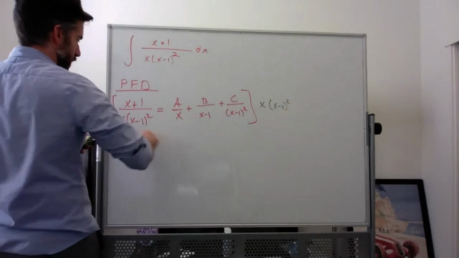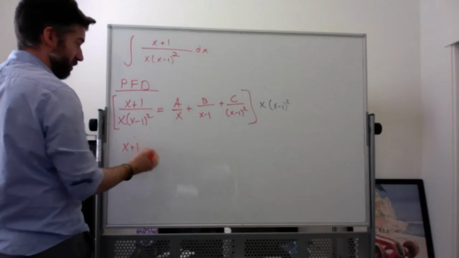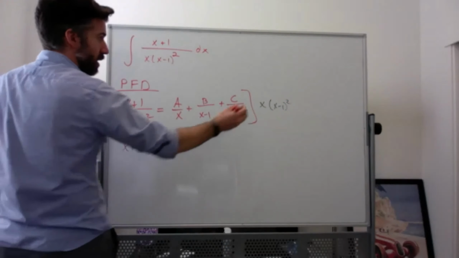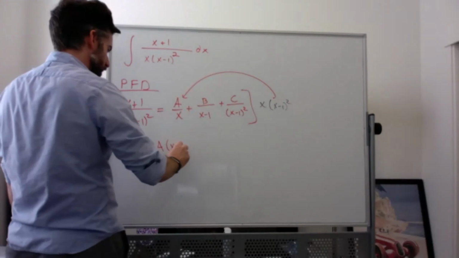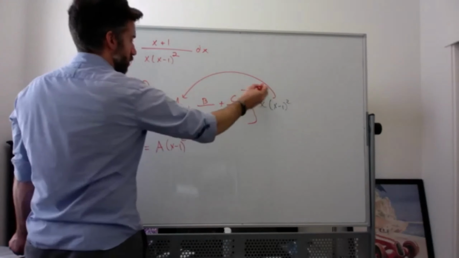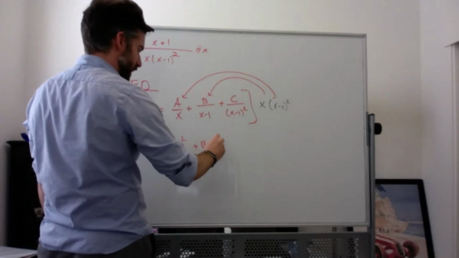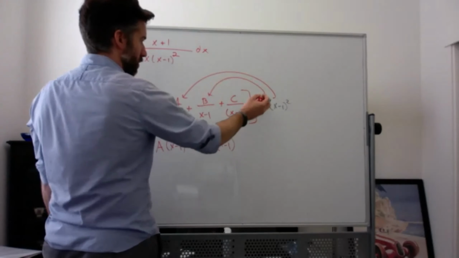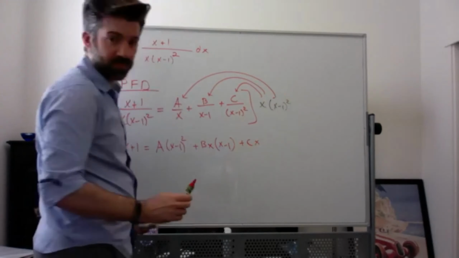When you multiply it on the left, it just cancels out, and you just get x + 1, or whatever your numerator is. When I multiply it here, the x's cancel. You get a times (x - 1) squared. When you multiply it here, one of the (x - 1)s cancel. So you get b times (x - 1). When we multiply here, the (x - 1) squareds cancel, and you get c times x.